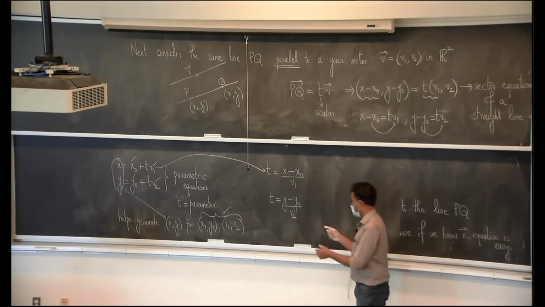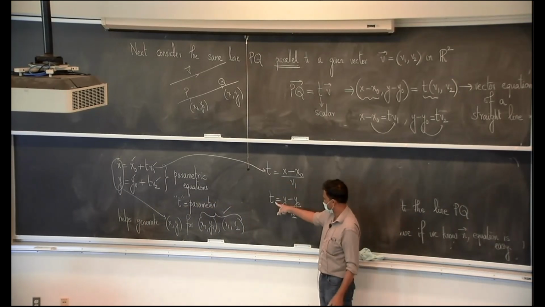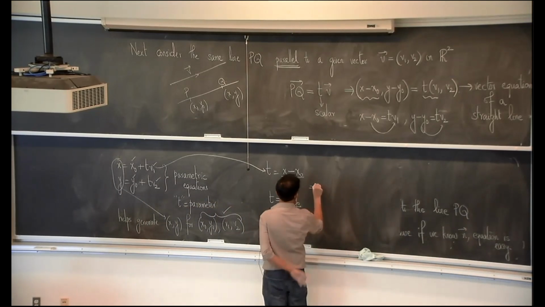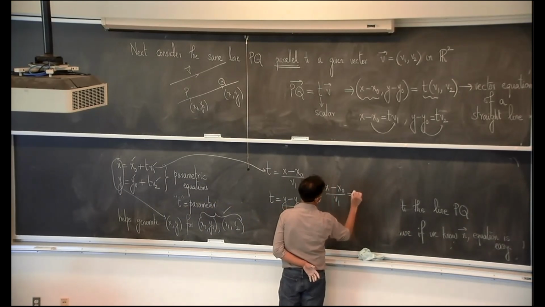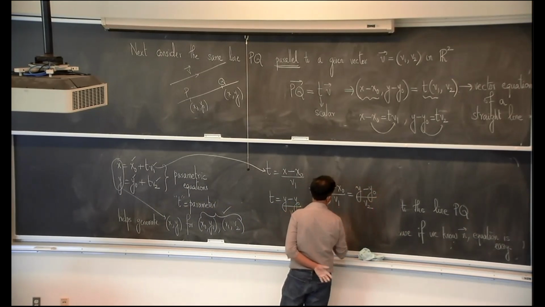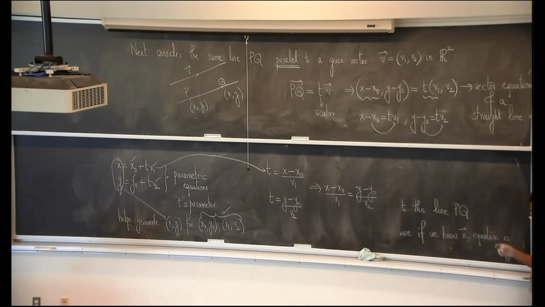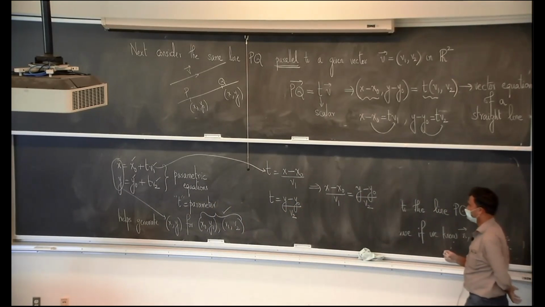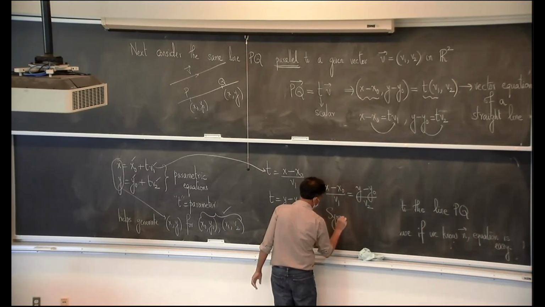And assuming that v1 and v2 are not equal to 0, you could set this equal to each other because this is t, this is t. Okay. We have x minus x naught over v1 equal to y minus y naught over v2. Okay. That comes with the fact that both v1 and v2 are non-zero. And this is called the symmetric form of the equation.